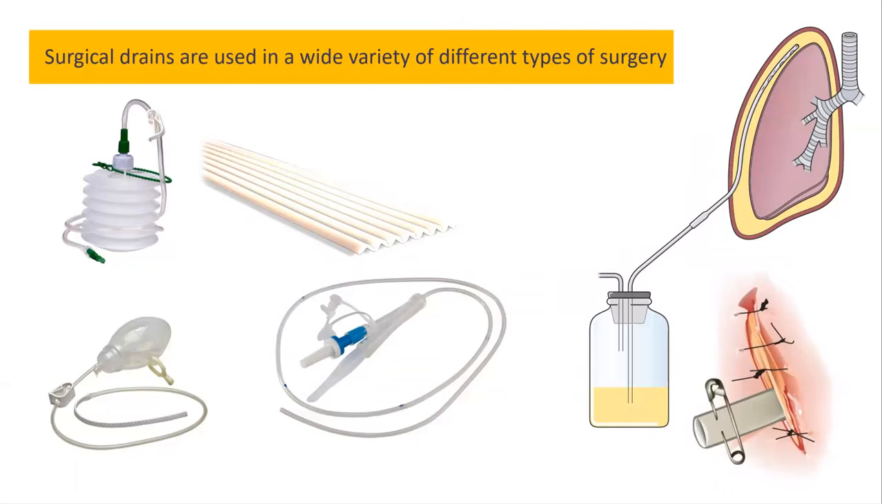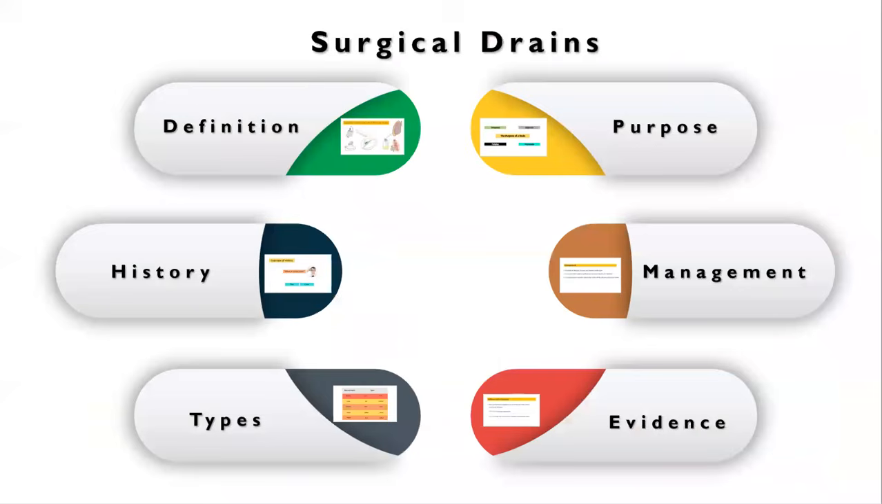These are simply deliberate channels through which an established or potential collection of pus, blood, or body fluid can be egressed and drained, to allow gradual collapse and opposition of tissues, due to many reasons. So now you will see different pictures in front of you. You don't know what is this and what is that. Later on, you will understand different types of drains.